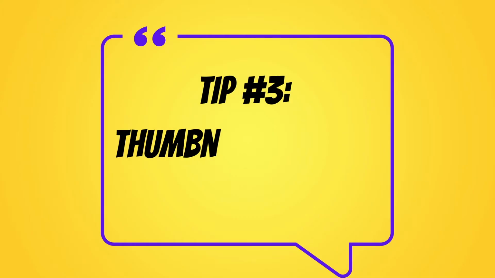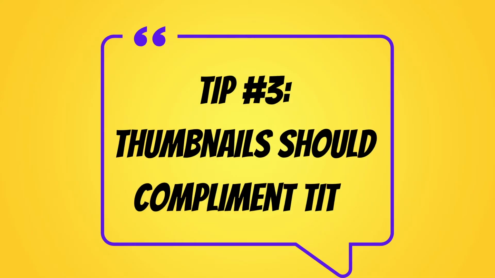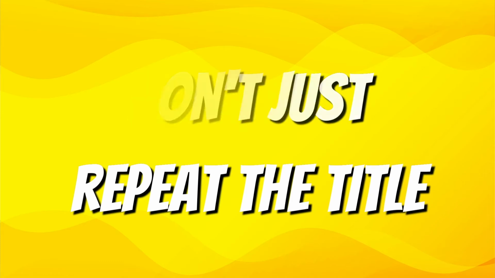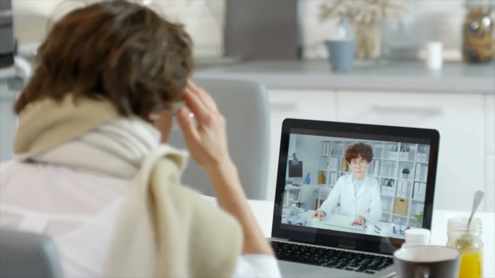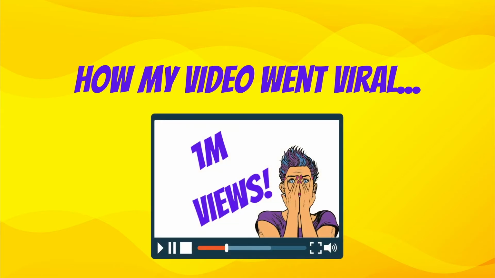Tip number 3, make your thumbnail complement your title. This is really important. Do not just repeat your title on your thumbnail. Please, for the love of YouTube, I've made that mistake in the past. Don't do it. What you want to do is have your thumbnail add to your title. For example, if you're making a video titled "How My Video Went Viral," on the thumbnail you might want to add 1 million views or something else catchy that adds value to your title.